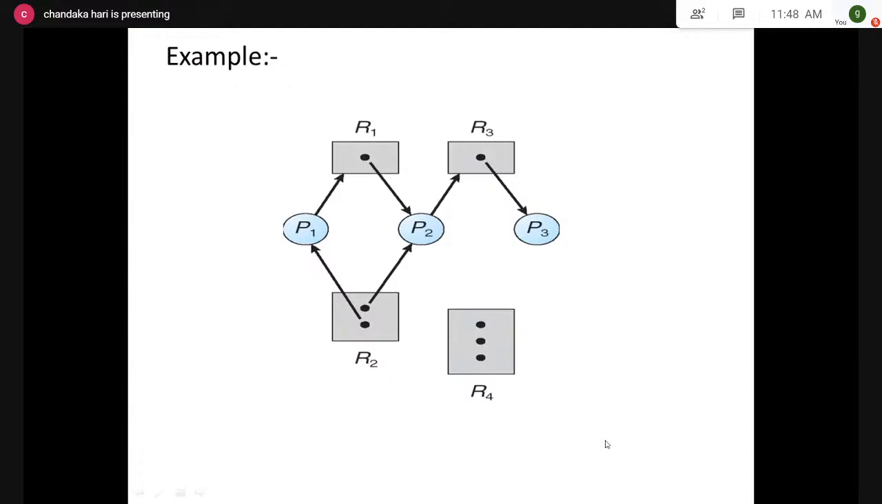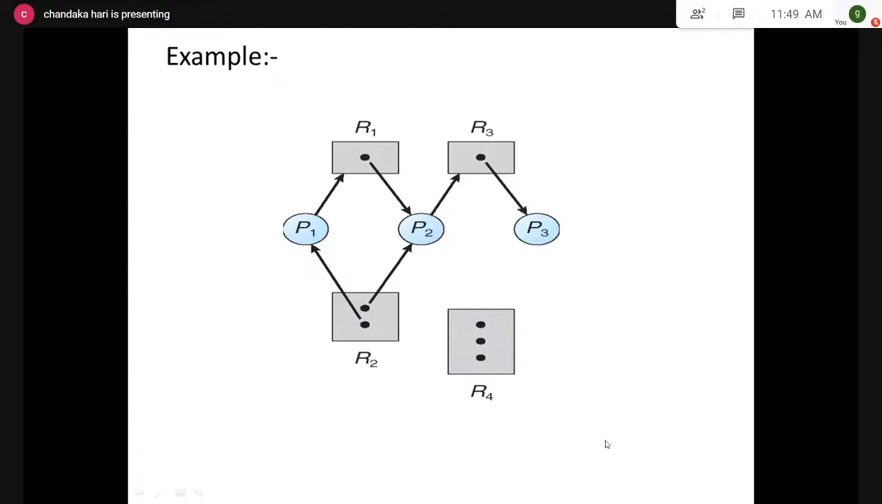Process P2 is requesting a resource R3. This is a requesting edge. But R3 is already allocated to process P3. This is an assignment edge. Now, one instance of R2 is allocated to P1, and another instance is allocated to P2. These are all assignment edges.